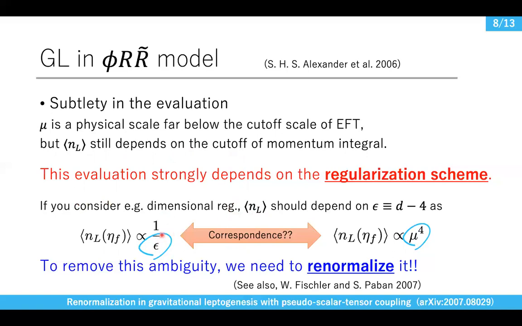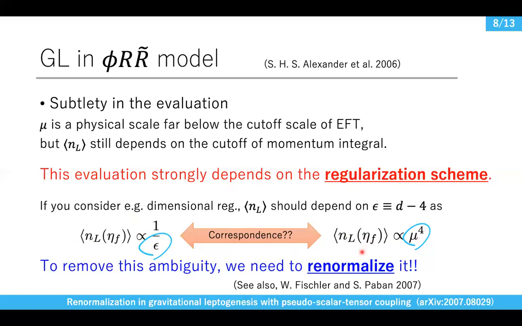In this case, the correspondence between these two expressions is quite ambiguous, because this epsilon is the deviation of the number of dimensions, but this mu is the mass scale of neutrinos. So if you want to remove this ambiguity, we need to perform renormalization of this lepton number.